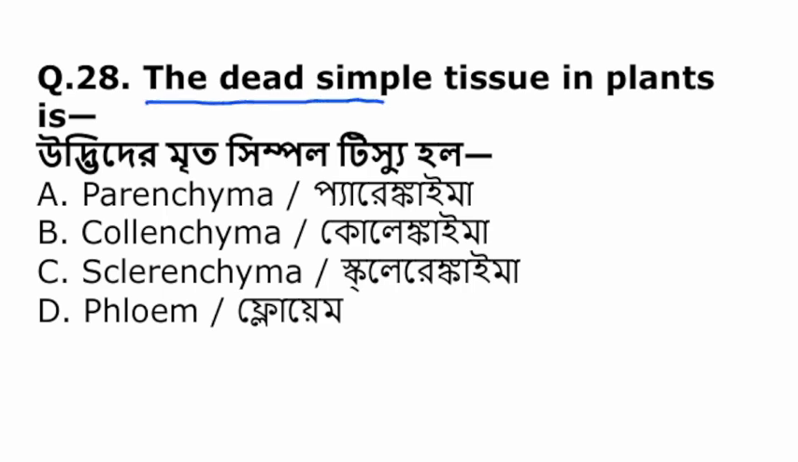The dead simple tissue in plants is? Parenchyma, sclerenchyma, collenchyma, sclerenchyma and phloem. The simple dead tissue is sclerenchyma.